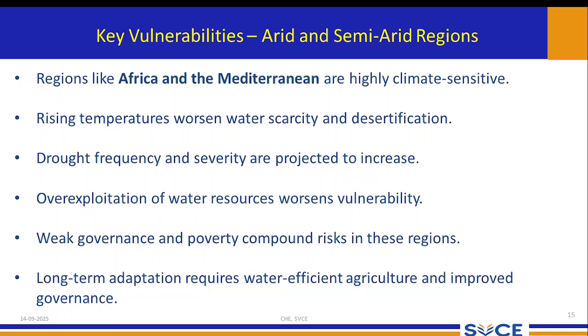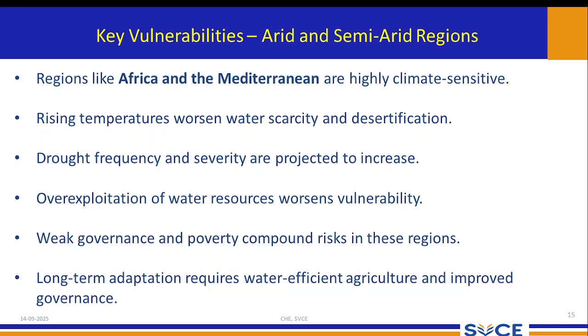Drought frequency and severity are projected to increase. These are the key vulnerabilities. In arid and semi-arid regions, over-exploitation of water resources worsens vulnerability. If the vulnerability worsens, the adaptive capacity will be very low. That's what we have seen, right? Weak governance and poverty compound risk in this region.